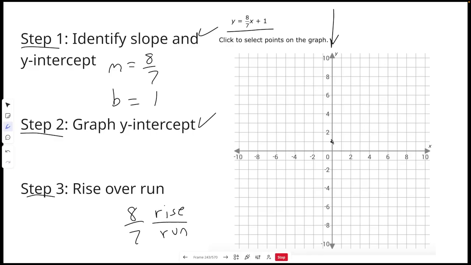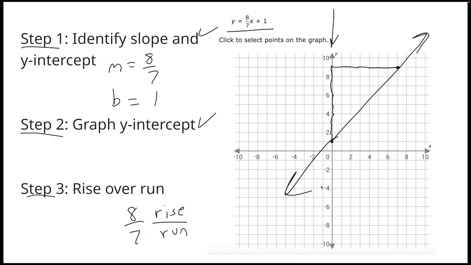So from here, I'm going to go up 8. 1, 2, 3, 4, 5, 6, 7, 8 boxes up. And from there, keeping my pencil on the line, I'm going to go 7 to the right. 1, 2, 3, 4, 5, 6, 7. I put my dot here. And now we have 2 points on the graph, and we can connect them with a straight line. I'm going to try and draw that a little bit better. There we go. And here is your graph.